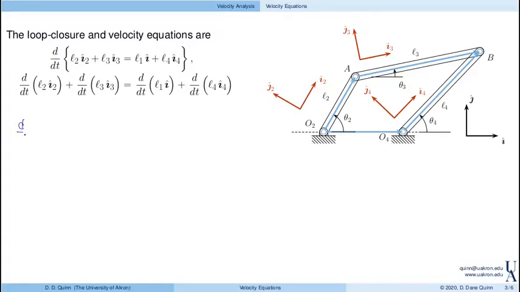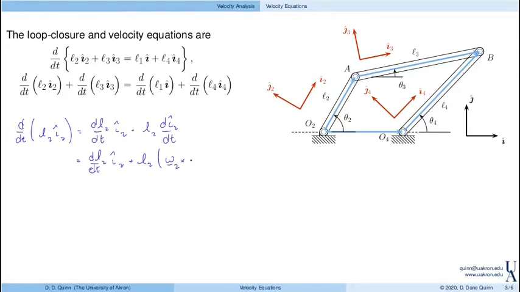And let's start off and look at the derivative of L2 I2. Well, the product rule says that that's going to be the derivative of L2 with respect to time in the I2 direction, plus L2 times the derivative of I2 with respect to time. And the derivative of I2 with respect to time is the angular velocity of link 2 cross I2. So essentially it's how fast I2 spins.